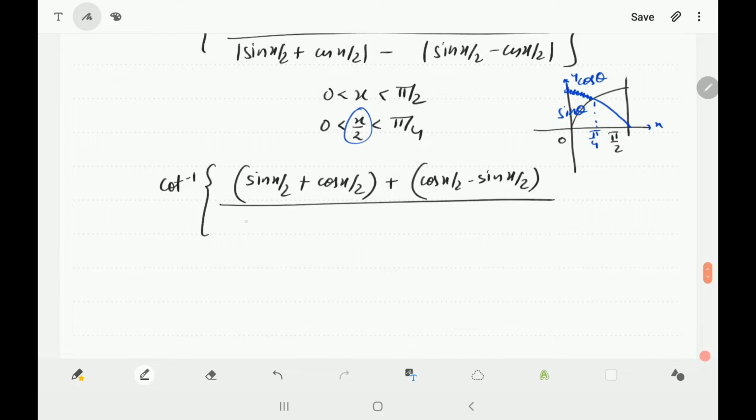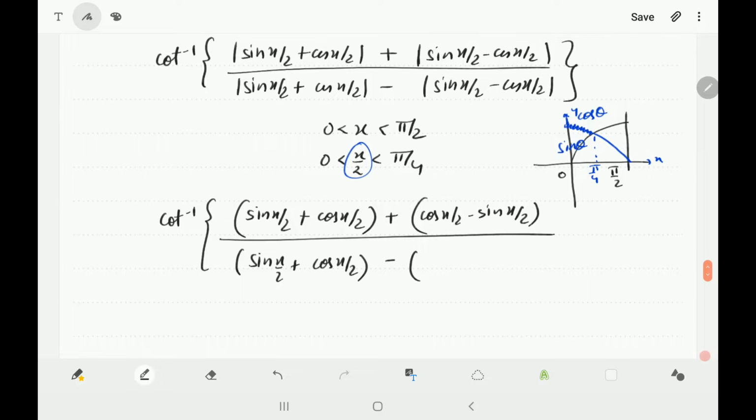Similarly, in the denominator we will have sin x by 2 plus cos x by 2 minus, and this modulus will be opening up as cos x by 2 minus sin x by 2. Okay. Sin x by 2 plus cos x by 2, this term will open up as it is, and this term will open up with a negative sign.